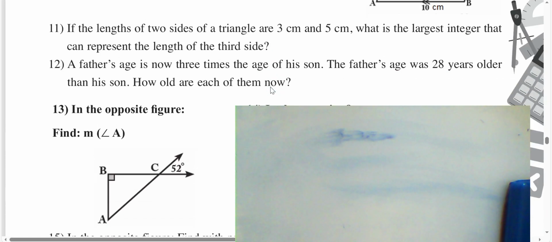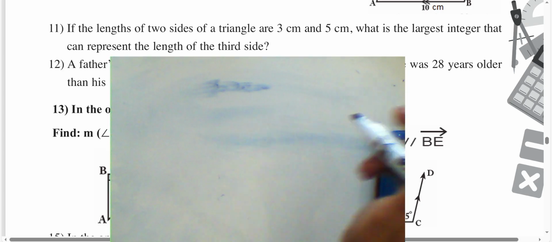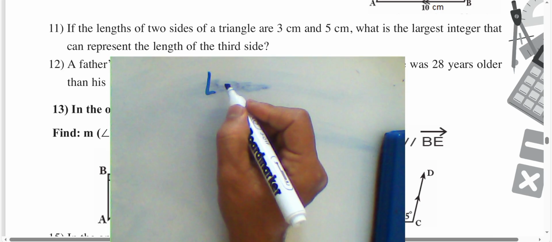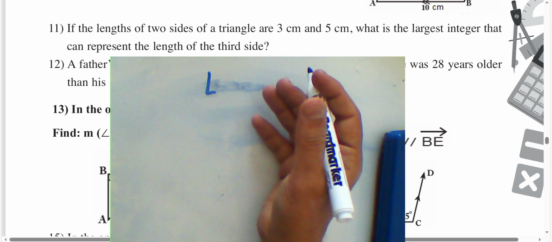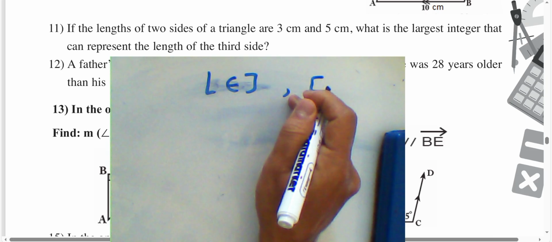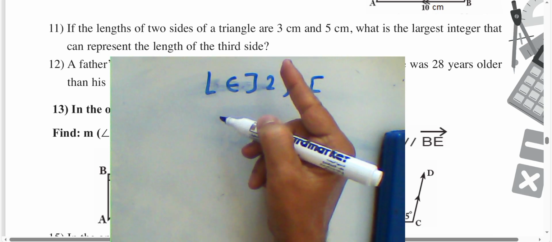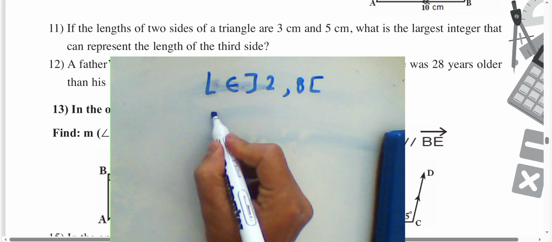Next question, number 11. If the lengths of two sides of a triangle are 3 and 5 centimeters, what is the largest integer that can represent the length of the third side? Okay, we know in any triangle the sum of any two sides is greater than the third, and the third belongs to the open interval from the difference to the addition. The difference between 5 and 3 is 2, and 5 plus 3 equals 8. Then L will be what?